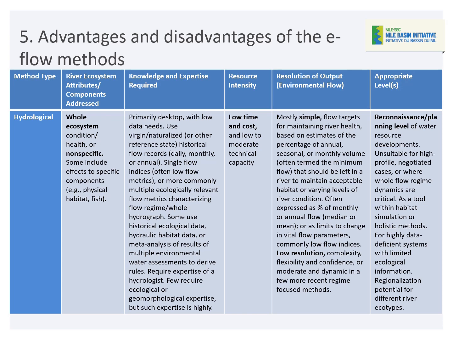The hydrological methods are suitable for whole-ecosystem condition and health assessments, but are not specific. Some include the effects of components like physical habitat and fish requirements, for example. On knowledge and expertise required, these methods are primarily desktop with low data needs. They use virgin, naturalized, or often reference state historical flow records, which can be daily, monthly, or even annual on occasion. They provide single flow indices, often low-flow metrics, or more commonly multiple ecologically relevant flow metrics characterizing the flow regime for the whole hydrograph. Some use historical ecological data, hydraulic data, habitat data, or meta-analyses of results from multiple environmental water assessments to derive rule tables for these requirements.